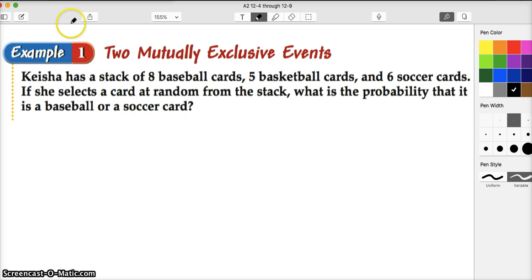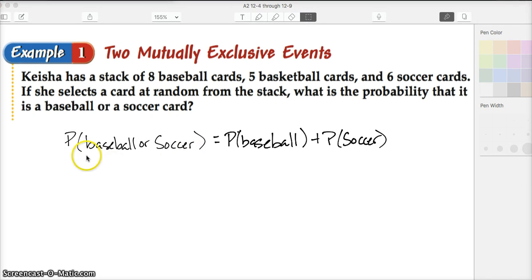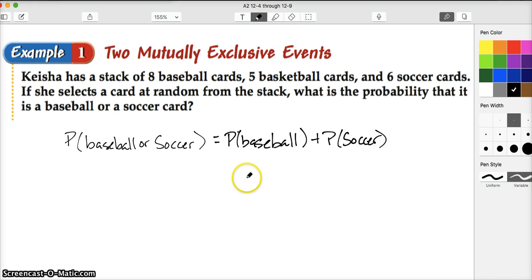And so with that in mind, to find the probability of a baseball or soccer card being chosen, we would need to calculate the probability of a baseball card plus the probability of a soccer card being chosen. So we can see that the probability of a baseball card would be 8 out of the entire number, which is 19, plus the probability of a soccer card being pulled, which would be 6 out of 19. So we're going to add up those probabilities, and we see that there's a 14 out of 19 chance for that to occur. And it makes sense, right?